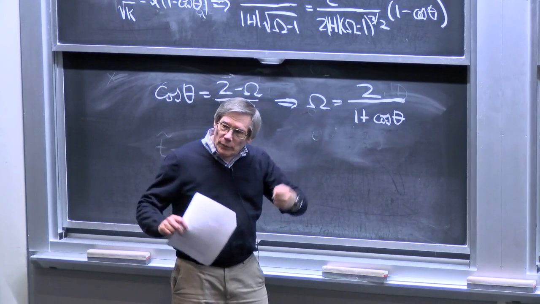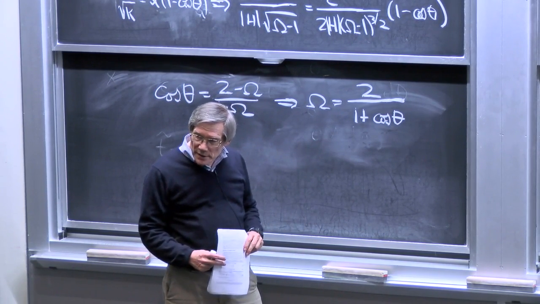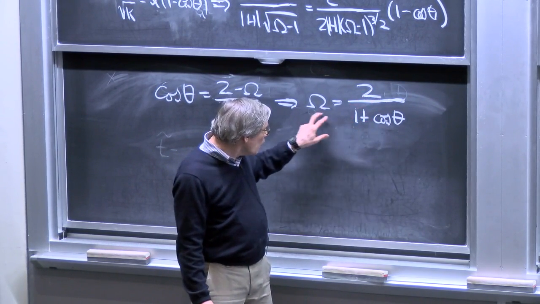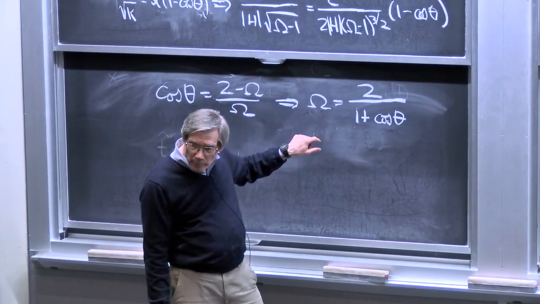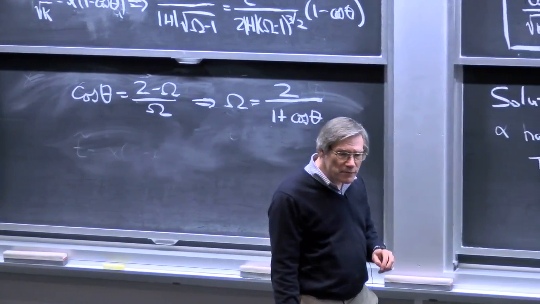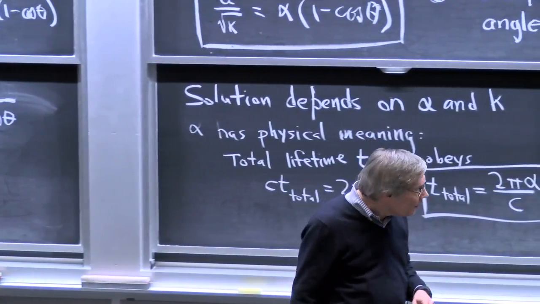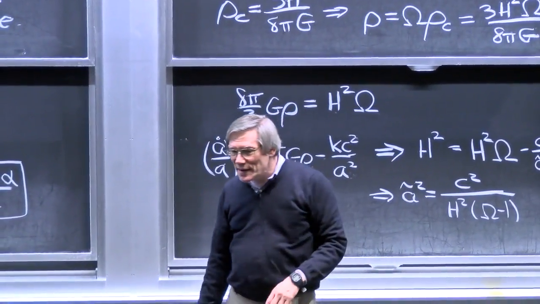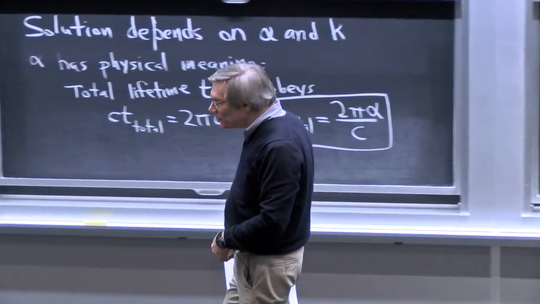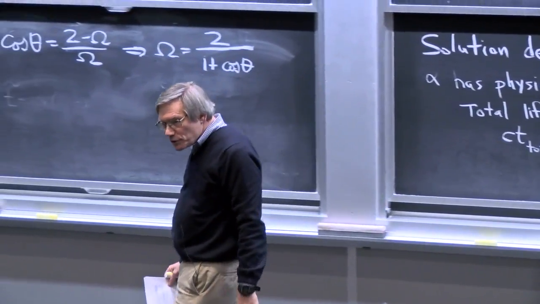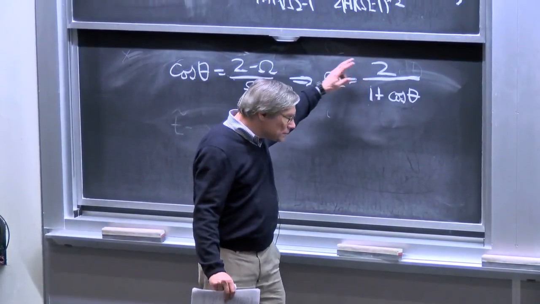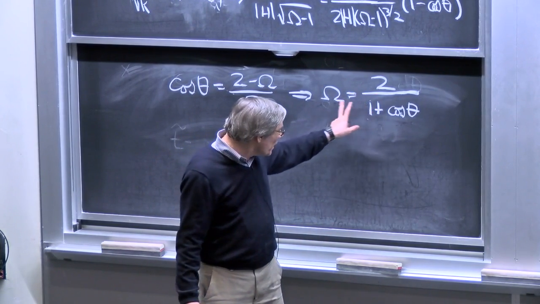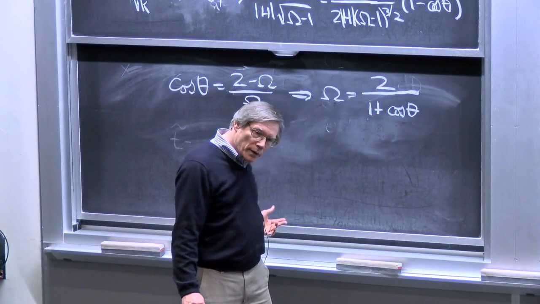At the turning point, when the universe has reached its maximum size, theta is pi. Cosine theta is minus 1. Omega is infinite at the turning point. Now that may or may not be a surprise, but if you think about it, it's obvious. At the turning point, h is 0. Therefore, the critical density is 0. But the actual density is not 0. And the only way the actual density can be nonzero while the critical density is 0 is for omega to be infinite. So we should have expected that. And then the return trip, the collapsing phase, is a mirror image of the expanding phase. Omega goes from infinity at the turning point back to 1 at the moment of the big crunch.